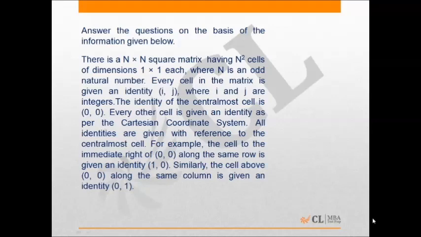Every cell in the matrix is identified as (i, j), where i and j are integers. The identity of the centralmost cell is (0, 0). Every other cell is given an identity as per the Cartesian coordinate system. All identities are given with reference to the centermost cell. For example, the cell to the immediate right of (0, 0) is (1, 0) and so forth. So it is completely based on the Cartesian system, coordinate geometry, where a single point is referred to as a cell, right?